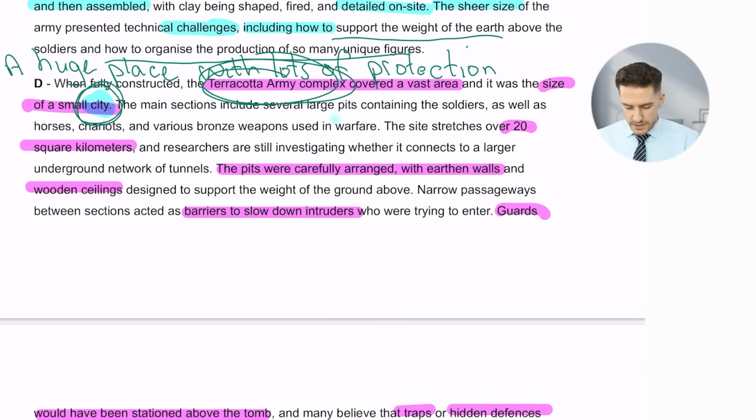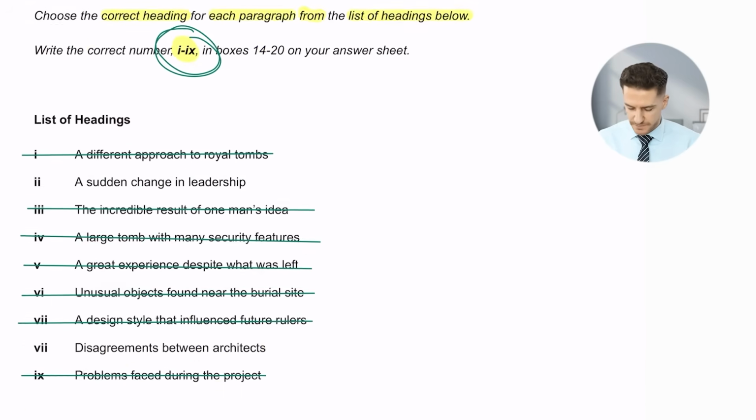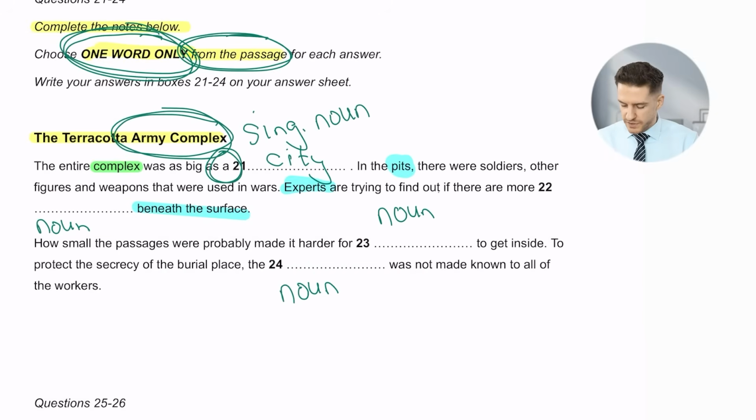Let's keep going. The site stretches over. Our researchers, that has a similar meaning, are still investigating whether it connects to a larger underground. Okay, that's beneath the surface. Network of tunnels. There we go. That looks good. Tunnels is a noun. So let's have a look if it fits. So experts are trying to find out if there are more tunnels. Let's put that in. Beneath the surface. It looks good, and make sure you've got that S, okay? If you just put tunnel, that would be incorrect and you would not get that mark, okay? So always remember, put your S in if needed.